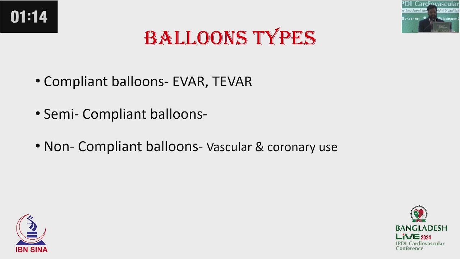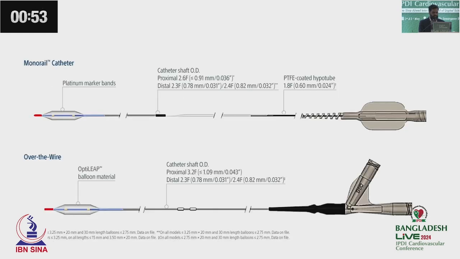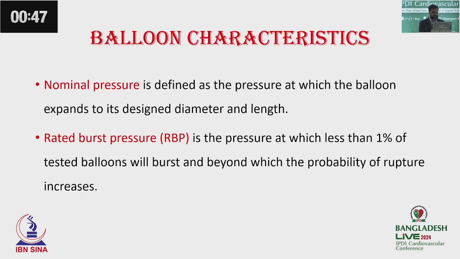There are different types of balloon, like compliant balloons, semi-compliant, and non-compliant balloons. We vascular surgeons mostly use non-compliant balloons in our regular practice. And there are some catheter types like the over-the-wire system and the rapid exchange system. We vascular surgeons use mostly the over-the-wire system for our balloon angioplasty. This is a device, a monorail catheter or rapid exchange, and an over-the-wire balloon system.